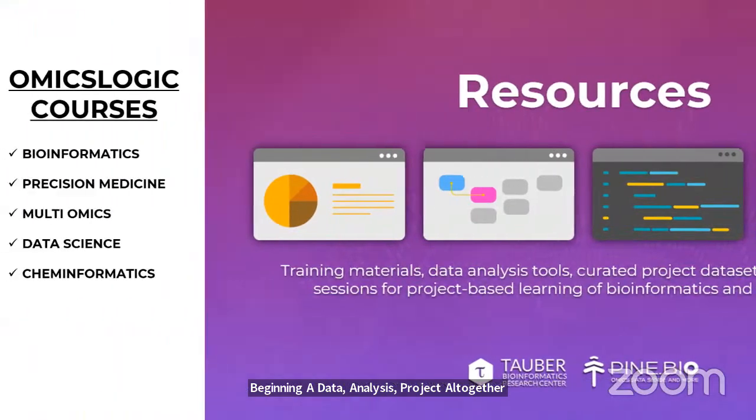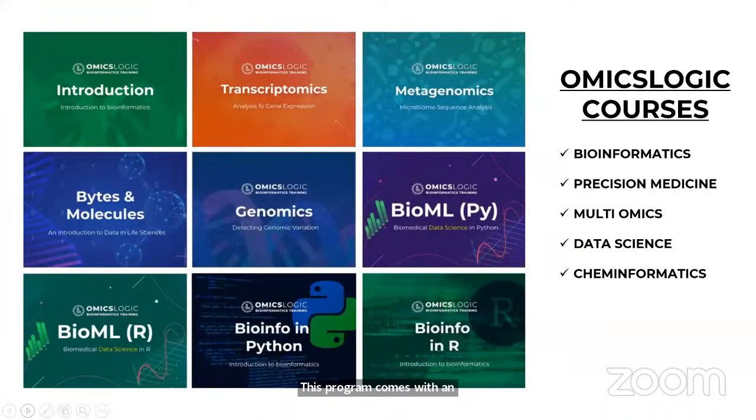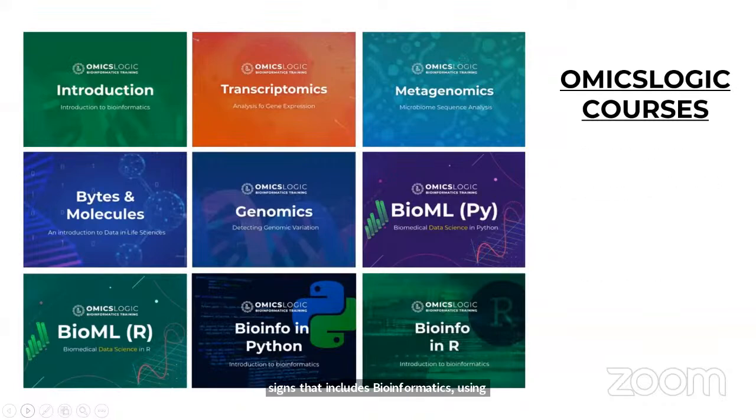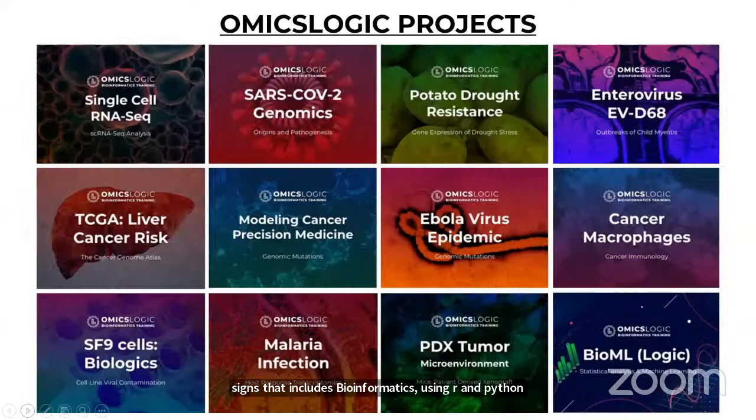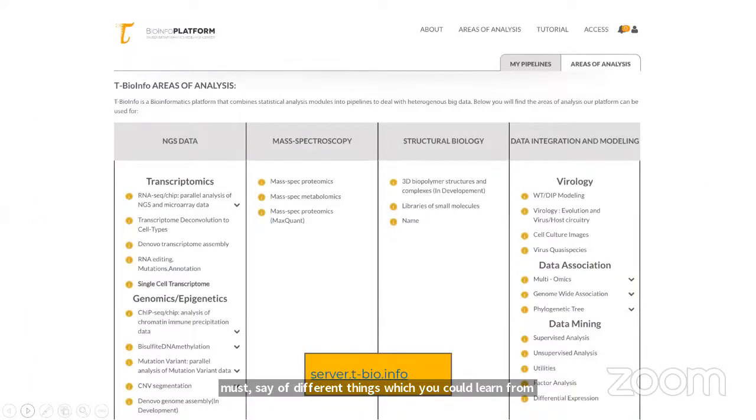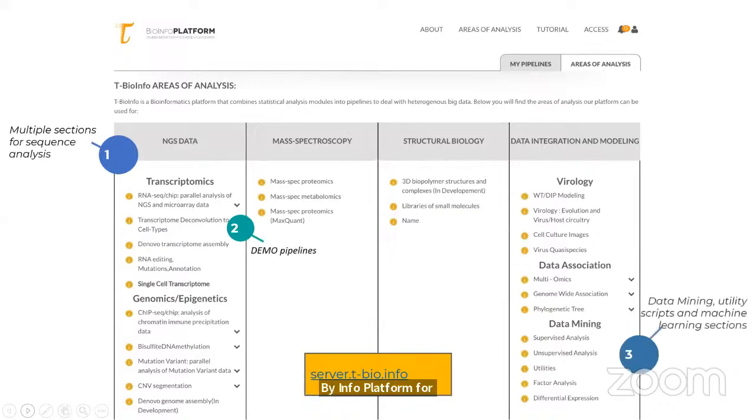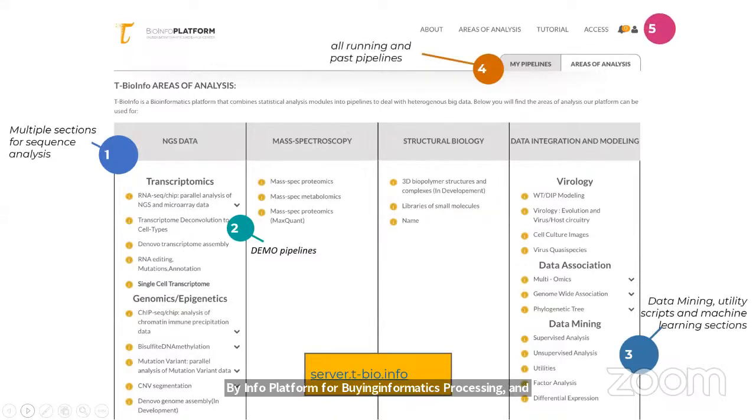This program comes with access to the Omics Logic courses, which include courses on bioinformatics, precision medicine, multi-omics, including genomics, transcriptomics, metagenomics, and epigenomics, and data science that includes bioinformatics using R and Python. Users will also get access to various example projects, or case studies, of different fields which you could learn from and replicate for your research work. Users will also be given the directions to access the T-Bioinfo platform for bioinformatics processing and analysis of different types of data in these different resources that I just mentioned.